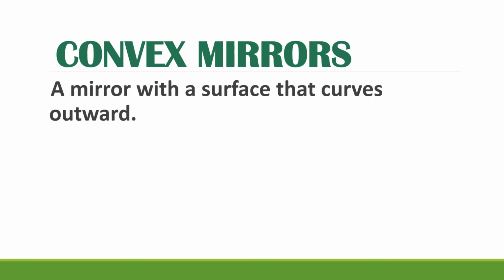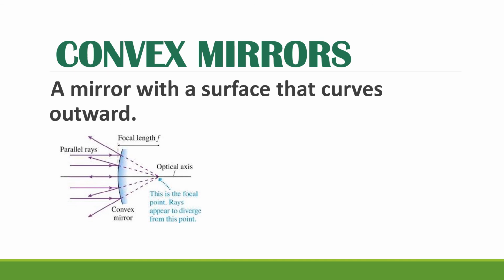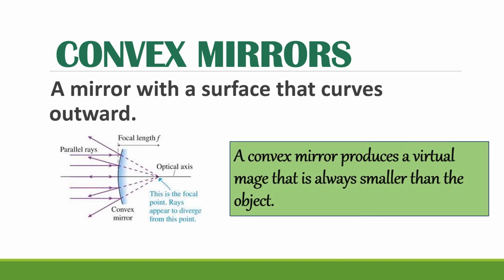The third type of mirror is called convex mirrors. These are mirrors with a surface that curves outward. Looking at this figure, it shows how convex mirrors reflect parallel rays of light. The reflected rays spread out but appear to come from a focal point behind the mirror. The focal point of a convex mirror is the point from which the rays appear to come. Please take note that a convex mirror produces a virtual image that is always smaller than the object.